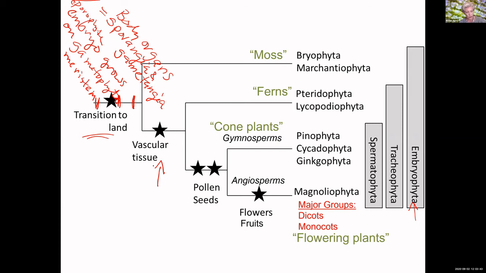So the moss is going to be a group that has no vascular tissue, and the ferns, cone plants, and flowering plants are going to be in a group that has vascular tissue. And the other thing that is different about cone plants and angiosperms is that they both have pollen and seeds. So mosses and ferns neither have pollen nor seeds. And so that's an important characteristic. The evolutionary invention of pollen and seeds made the land plants completely terrestrial.